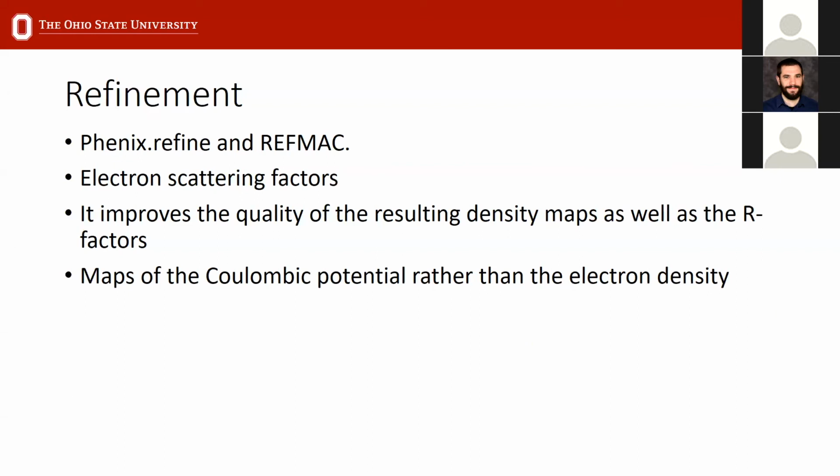Programs that you use there are Phenix Refine or REFMAC. Those programs offer electron scattering factors that improve the quality of the resulting density map. And always keep in mind that you're working with a Coulomb potential rather than electron density. So once your structure is refined, you can extract the information from it.